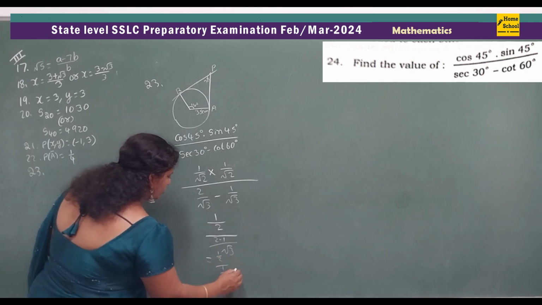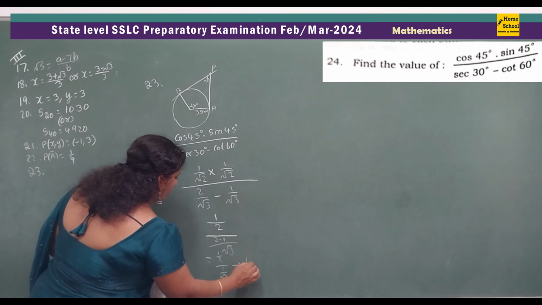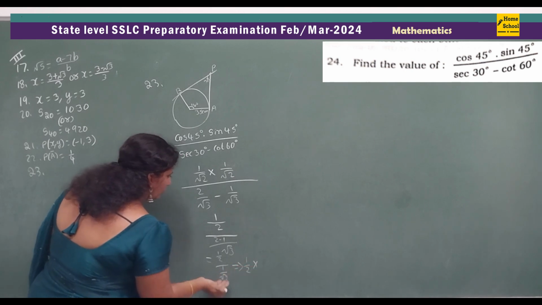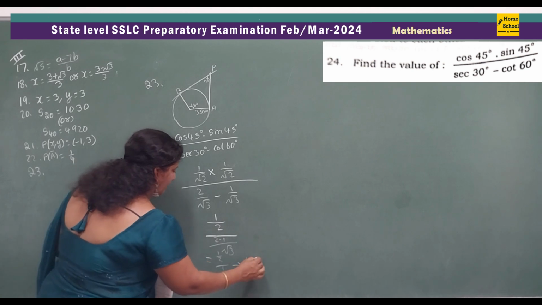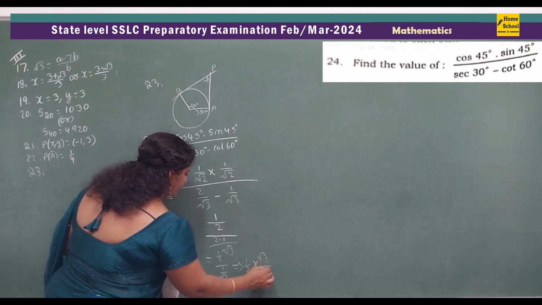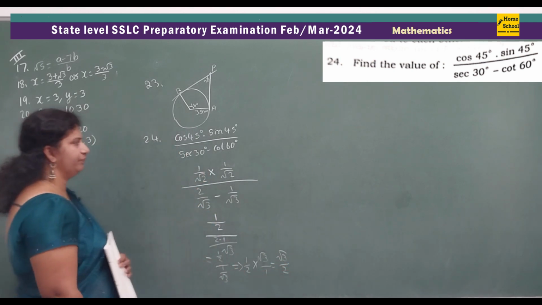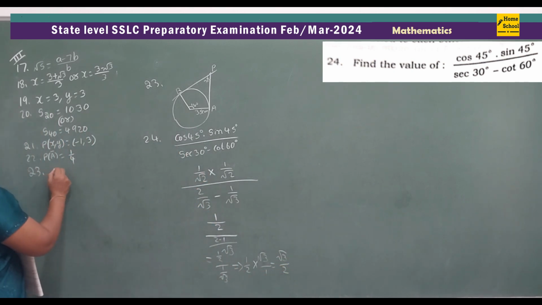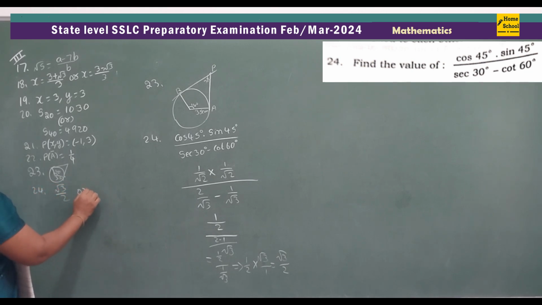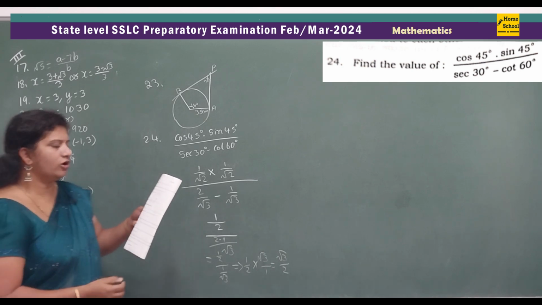Now bring this to the numerator. How are we going to bring it? 1 by 2 into, do the reciprocal and multiply. That is root 3 by 1. Your answer is root 3 by 2. 23rd is just a construction and this is 3.5 centimeter. 24th is root 3 by 2. And in this you have one more or question.